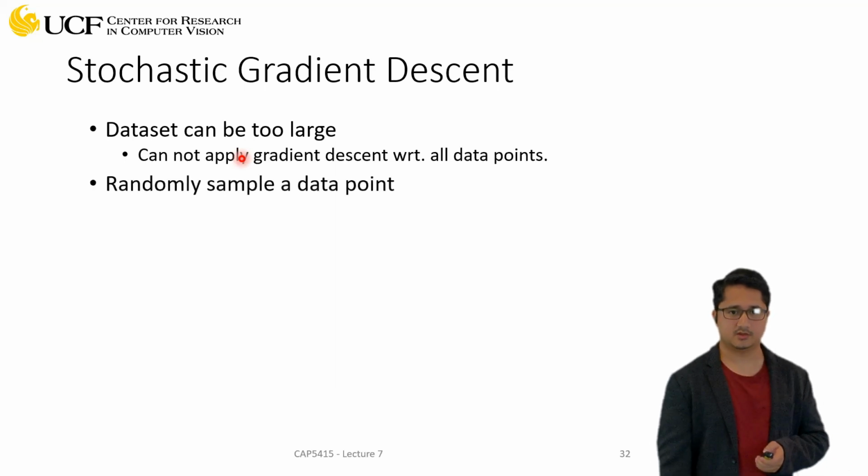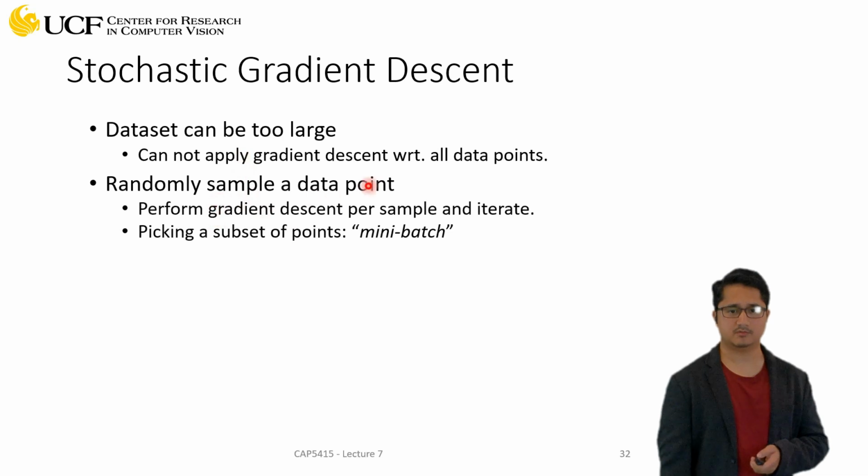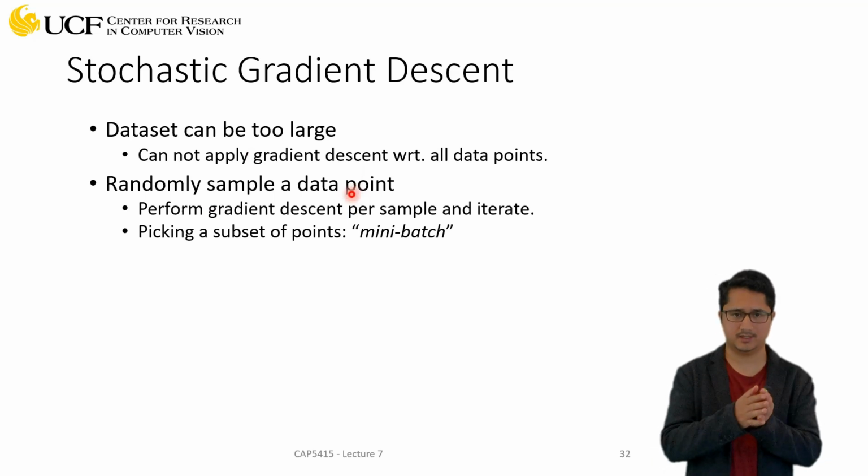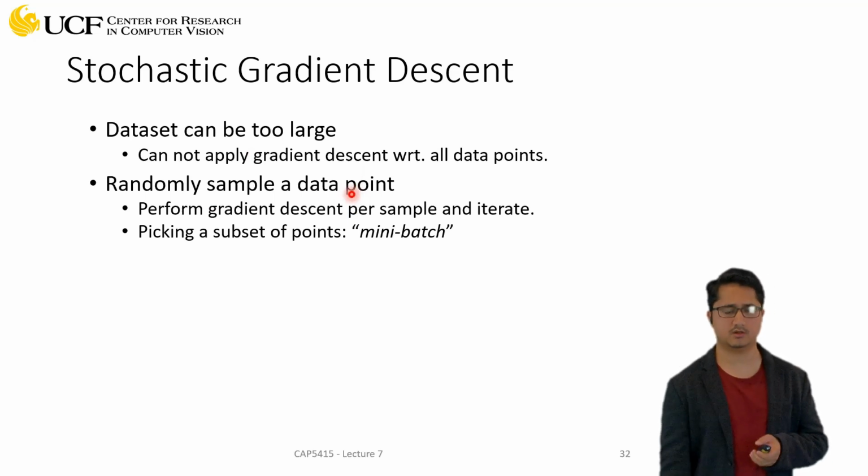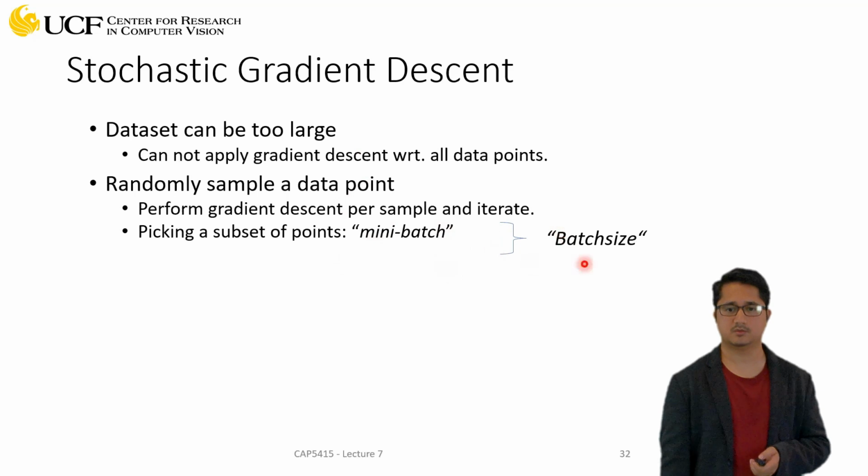Okay, so we randomly sample a data point. So again, this is stochastic. We just do it for one point, but ideally we don't do it for one point. We take a bunch of points, which is not stochastic, and you can say that's mini batch gradient descent. All right. And that is also called the batch size.